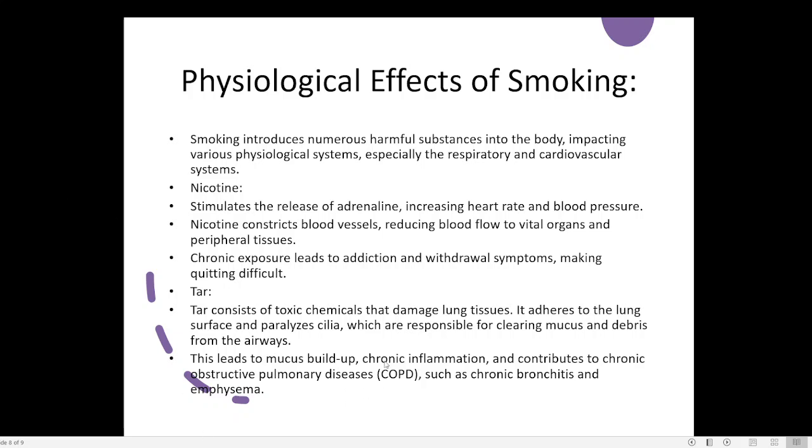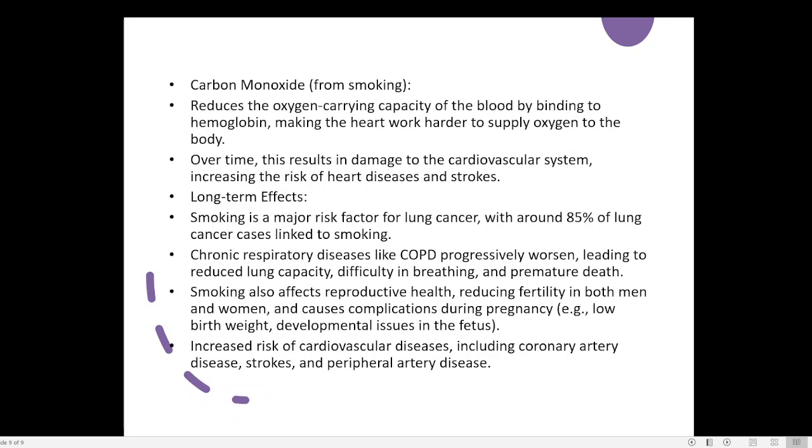This leads to mucus buildup and chronic inflammation, and contributes to chronic obstructive pulmonary disease. Earlier I told you about a disease known as COPD. COPD is a very damaging disease, and also chronic bronchitis and emphysema. So these are mainly the physiological effects, and most of them are caused by the presence of tar in the smoke. Then carbon monoxide will also be present.